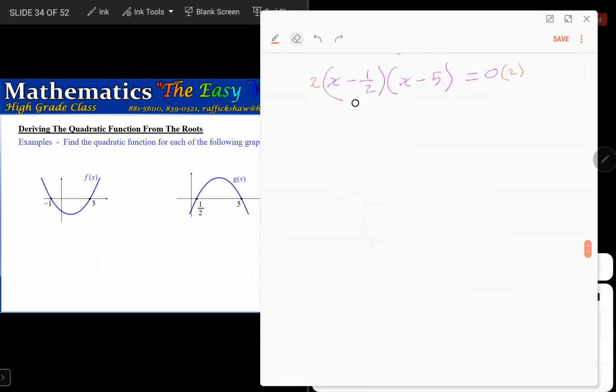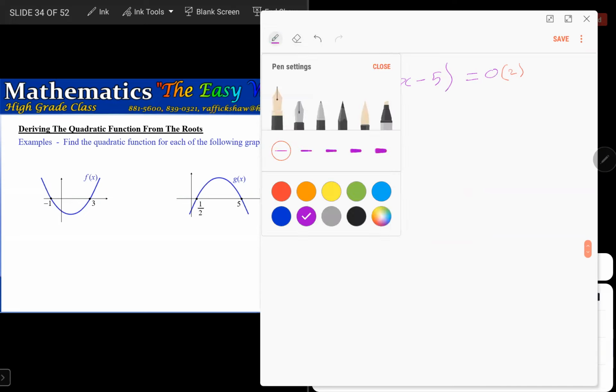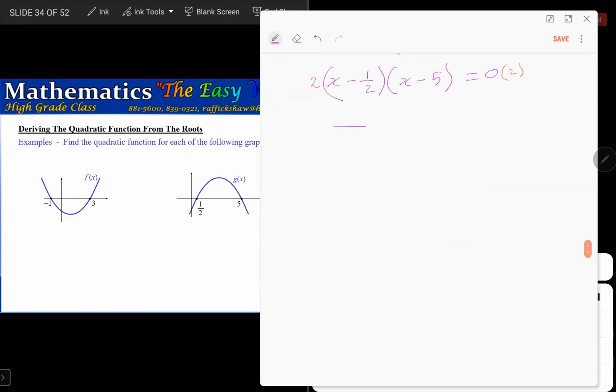So now I multiply both sides by 2. I'm applying the 2 to the first bracket alone. This then becomes 2x minus 1. 2 times x is 2x, and 2 times a half is 1. The 2 cancels this 2, leaving me with 1. And then this bracket comes back as x minus 5. And on this side, 0 times 2 is still equal to 0. So my equation becomes that, all right, without the fraction.